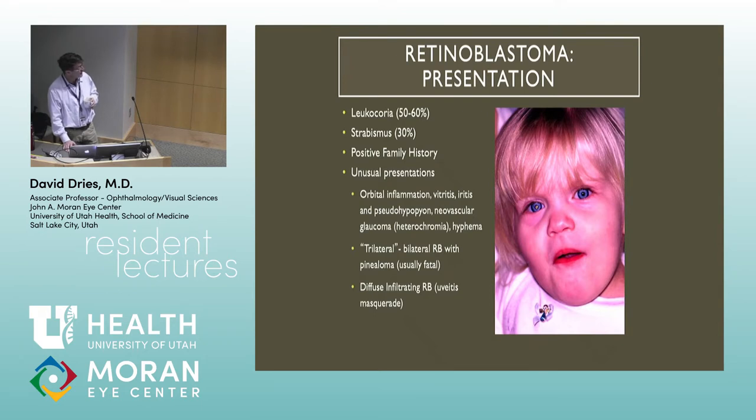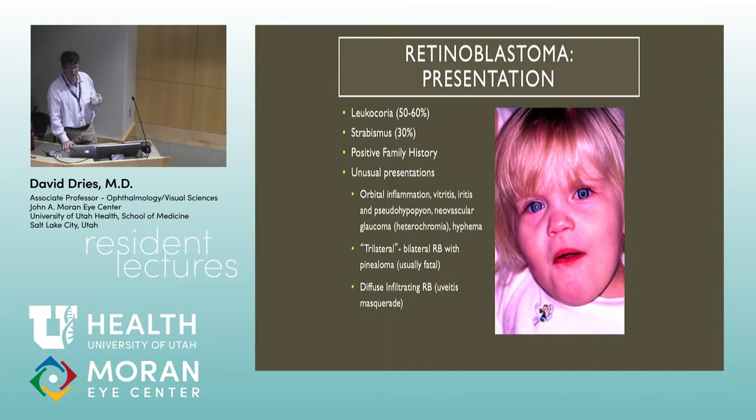And there are unusual presentations, though, like strabismus, because there's a macular tumor, poor vision, eye starts wandering, right? And then late, advanced retinoblastoma like glaucoma, hypopyon, hyphema, that's pretty weird in the U.S. It's usually picked up before that.